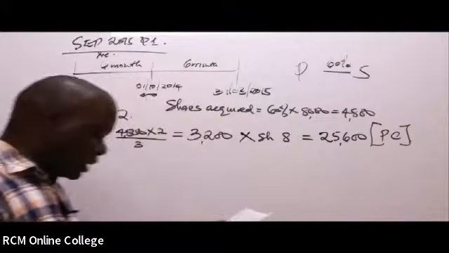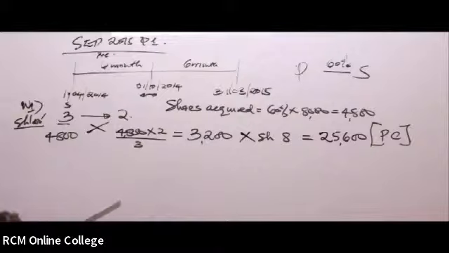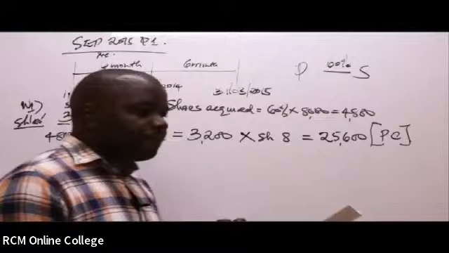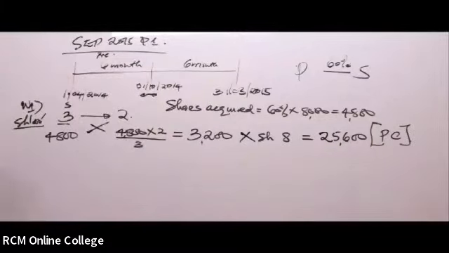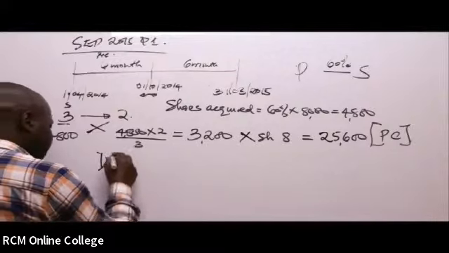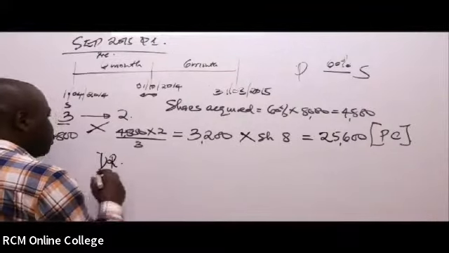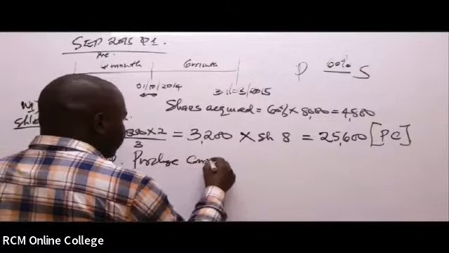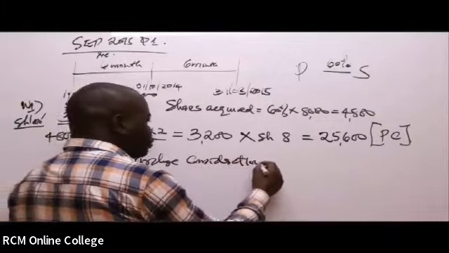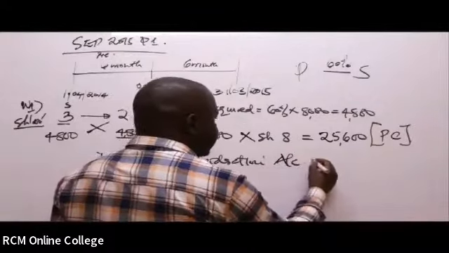But now, as per note number 1, the issue of the shares on acquisition of S Limited has not yet been recorded by P Limited. So in this case, we need to do the journal entries to complete that. It means that becomes the purchase consideration, which will debit the purchase consideration account.